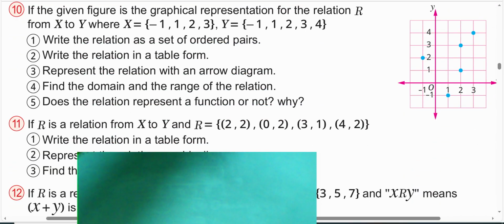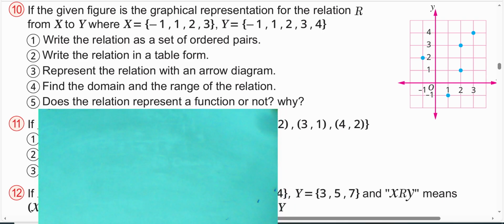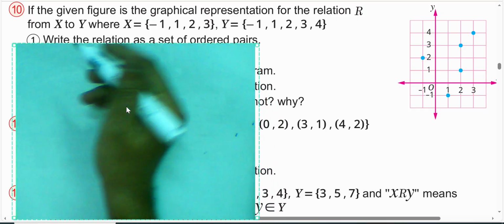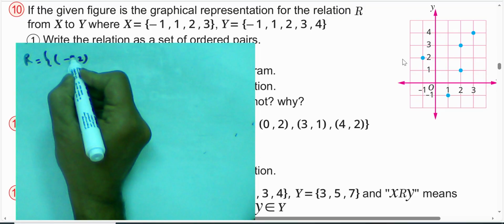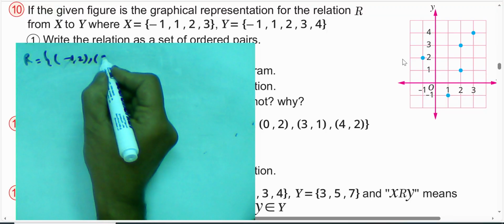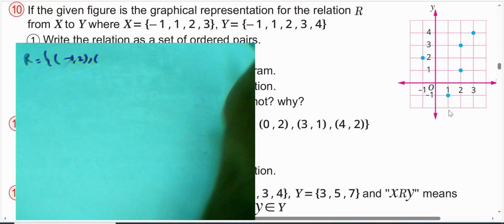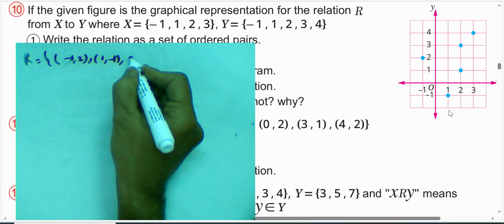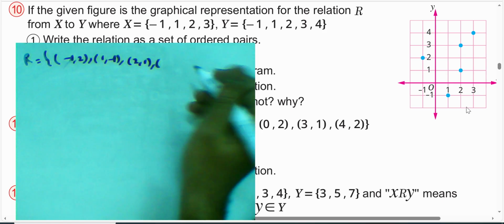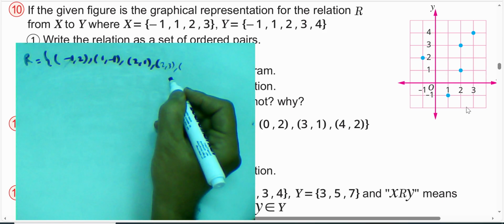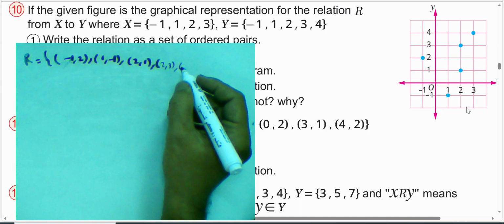The given figure graphically represents a relation from x to y. We have x and y. Write the relation as a set of ordered pairs. Okay, we can write the relation from the table or graphically. Image: -1 with 2, 1 with -1, and 2 with 1. And 2 with 3, and 3 with 4.